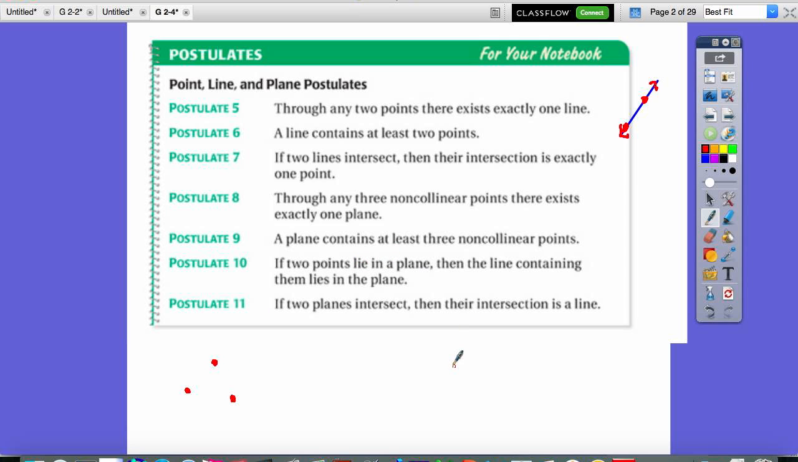If 2 points lie in a plane, then the line containing them lies in the plane. We talked about that again in chapter 1, where we talked about if we had a plane and a line that intersected that plane, the intersection was the entire line. And if 2 planes intersect, then their intersection is a line. We actually had that on your chapter 1 quiz.